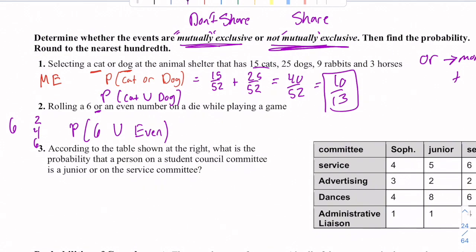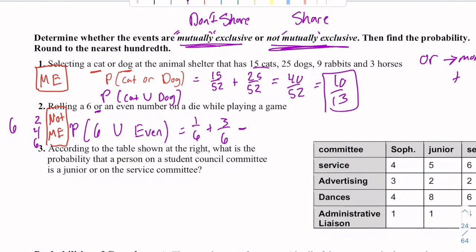Okay, so let me just write that over here. Not mutually exclusive, okay? Because they share something, okay? They have something in common. So the probability of getting a 6 is 1 over 6, right? Rolling a 6-sided die. The probability of getting an even number is 3 out of 6. But now you gotta make sure you subtract the copies.